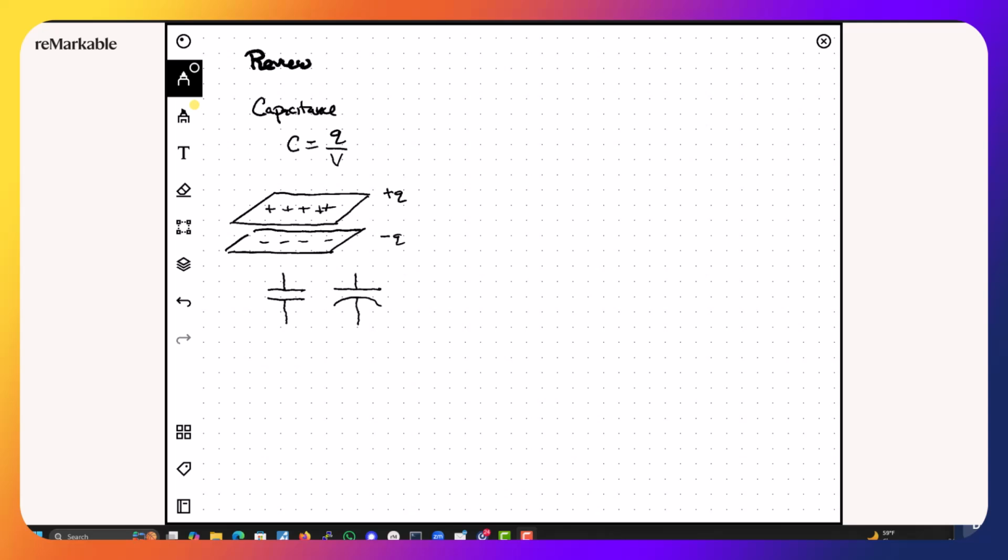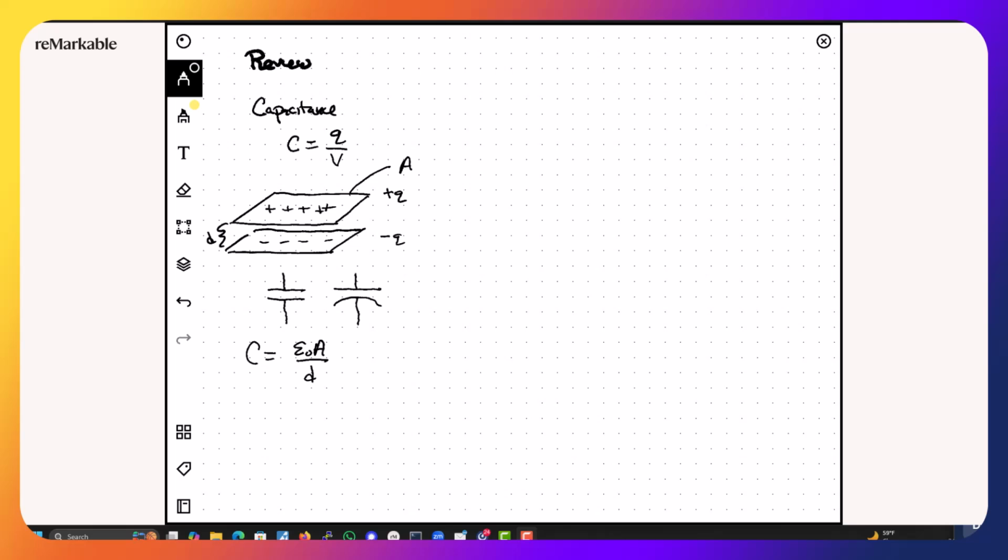Sometimes we draw them like that. Okay, so that's a capacitor. It stores charge and it stores energy. And for a parallel plate capacitor, we can write that the capacitance is epsilon naught A over D, where A is the area of the plate, and D is the separation.